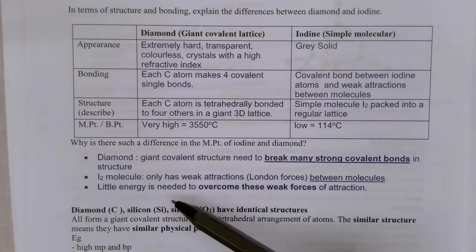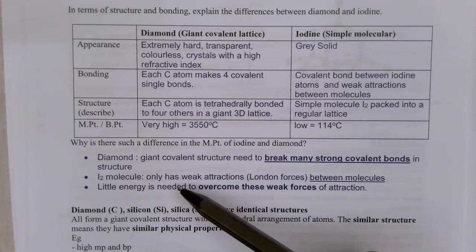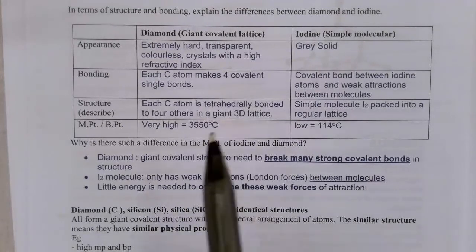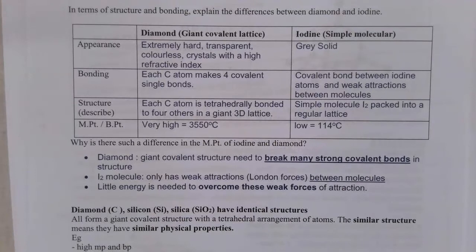Iodine, that grey solid with covalent bonds between the atoms, but weak intermolecular forces between the molecules. And that explains why it has such a low melting and boiling point, whereas diamond has the highest melting point of any element on the periodic table. In diamond, we need to break the many strong covalent bonds, whereas in iodine, you're only overcoming the weak intermolecular forces between the molecules. Notice again, you're not splitting up the iodine molecule. You're only overcoming the weak intermolecular forces.